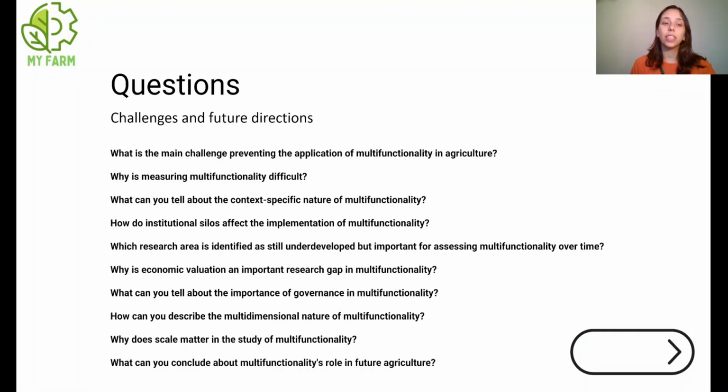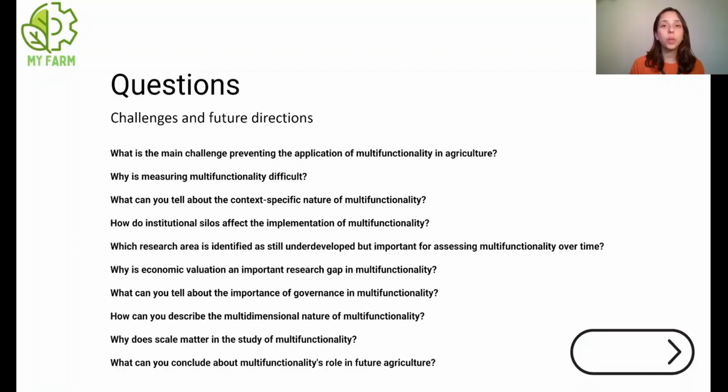Which research area is identified as still underdeveloped but important for assessing multifunctionality over time? Why is economic valuation an important research gap in multifunctionality? What can you tell about the importance of governance in multifunctionality? Can you describe the multidimensional nature of multifunctionality? Why does scale matter in the study of multifunctionality? And the last one, what can you conclude about multifunctionality's role in future agriculture?